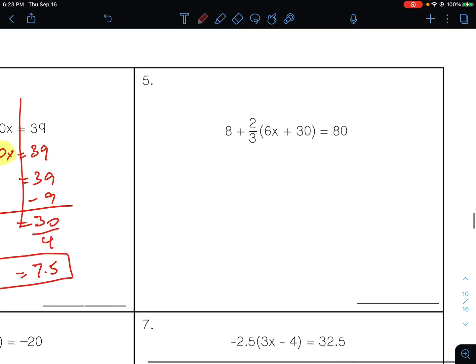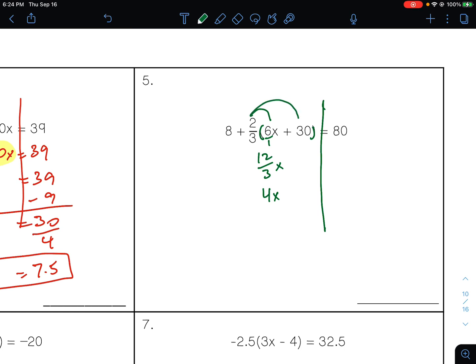Let's try the next one. Ooh. Let's change it up, green just because it's fun. Draw the line down the equal sign. Distributing. Here's our parentheses. We distribute. 2/3 times 6x is, gosh, that's 6 over 1. So 2 times 6 is 12. 3 times 1 is 3. So 12 over 3x, which I'm going to go ahead and fix that right now. That's 3, 6, 9, 12. That's 4x. Because 12 over 3 is 4.